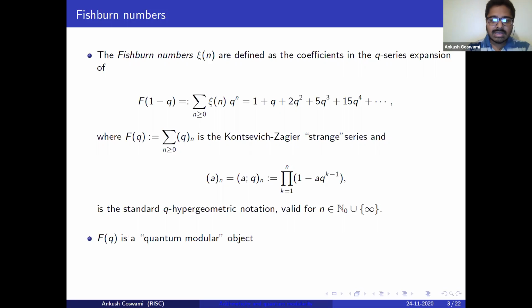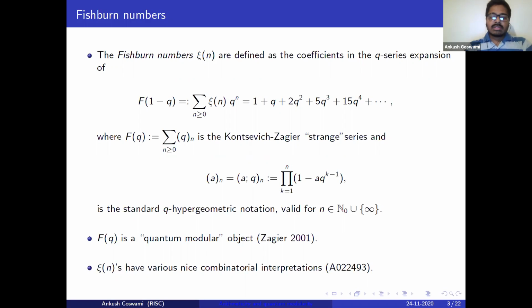Besides, this function F(q) is a quantum modular object. I'm also going to discuss what is meant by quantum modular later in my slides. But for the time being, a quantum modular object is an object which has nice transformation properties when q approaches a root of unity. And this was proved by Zagier in 2001.